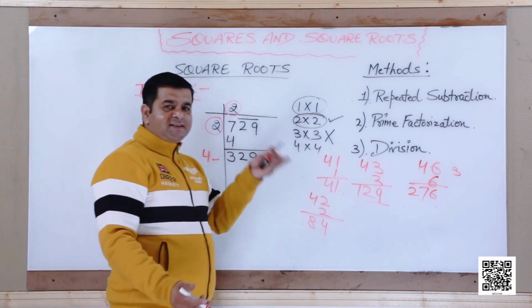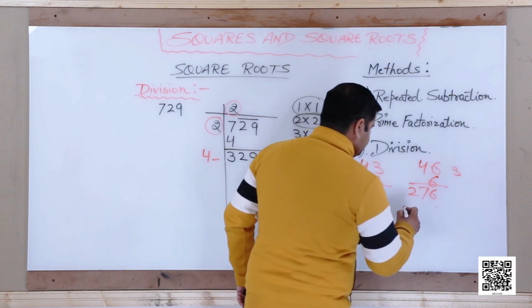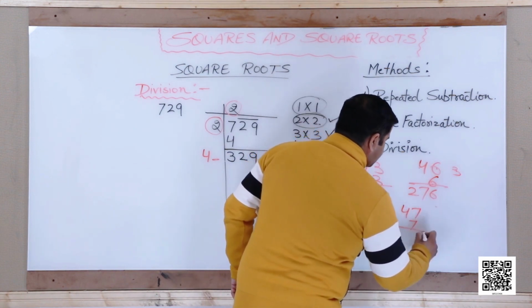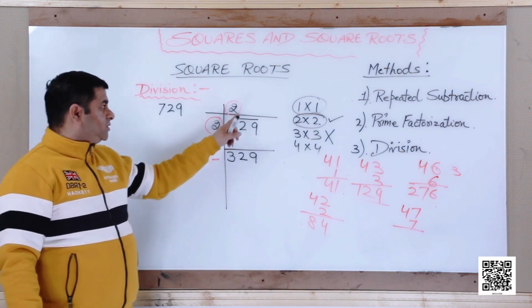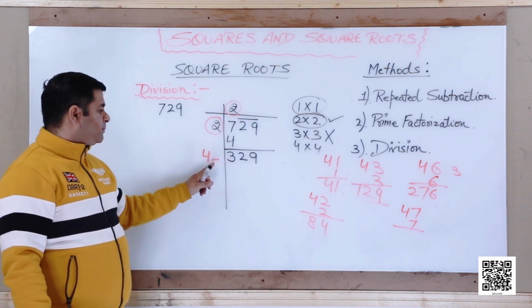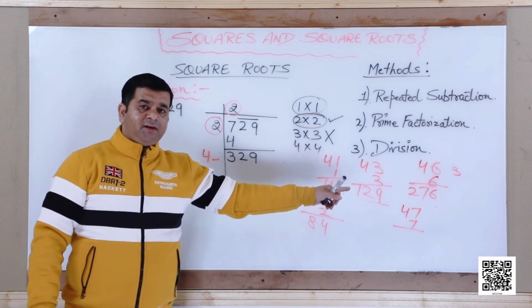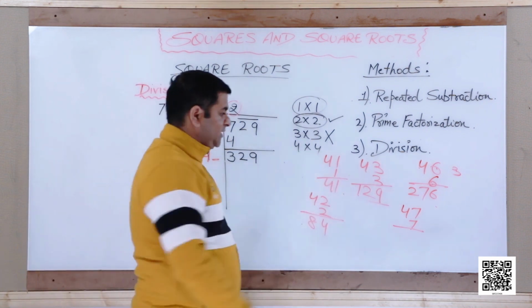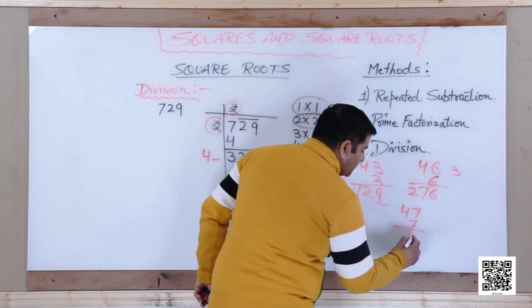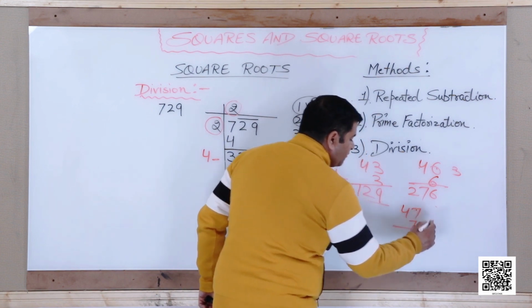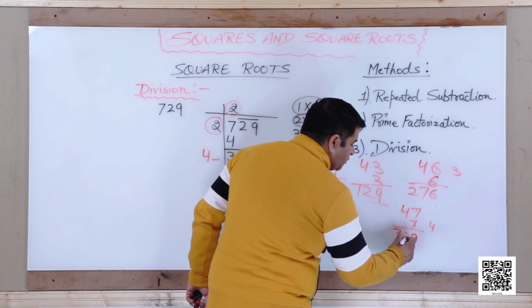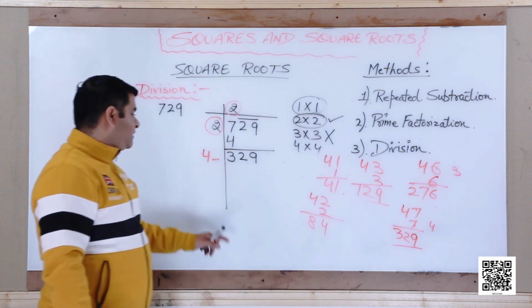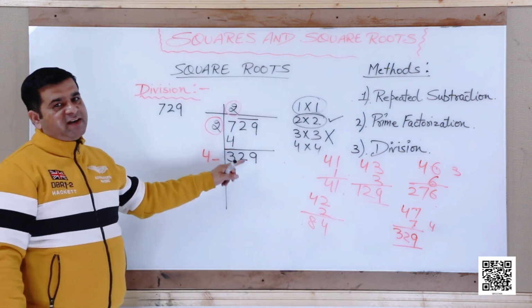So let us take 7. We have to write 7 here, and we have to take 7 here also. So that makes it 47 multiplied by 7. Let's multiply. 7 times 7 is 49. We carry 4. 7 times 4 is 28, and 4 is 32. We get 329, and here we had 329.